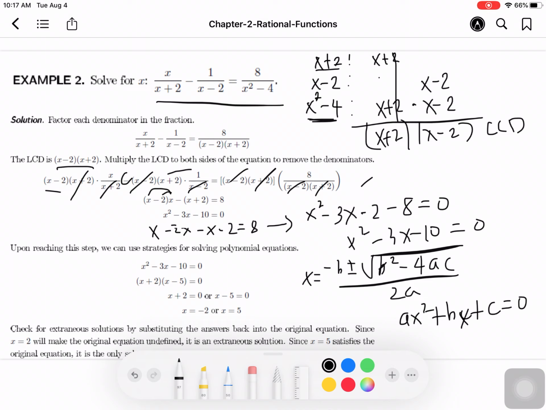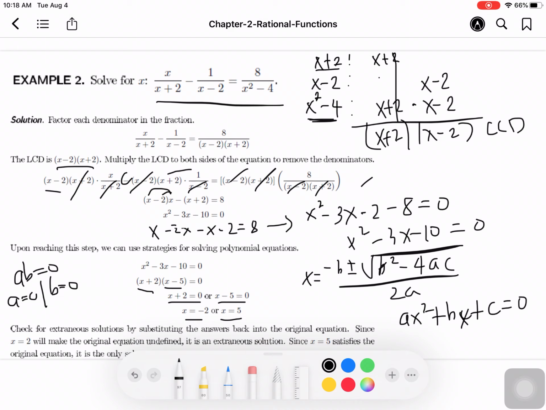But since in this given example, our quadratic equation or expression can be factored to x plus 2 times x minus 5, it's either x plus 2 is 0 or x minus 5 is 0. Remember, if we have ab equals 0, one of them must be 0. It can be both or one of them. So your a, x plus 2, is 0, or your b, which is x minus 5, is 0. Then solving for x, x is negative 2 and x is 5.